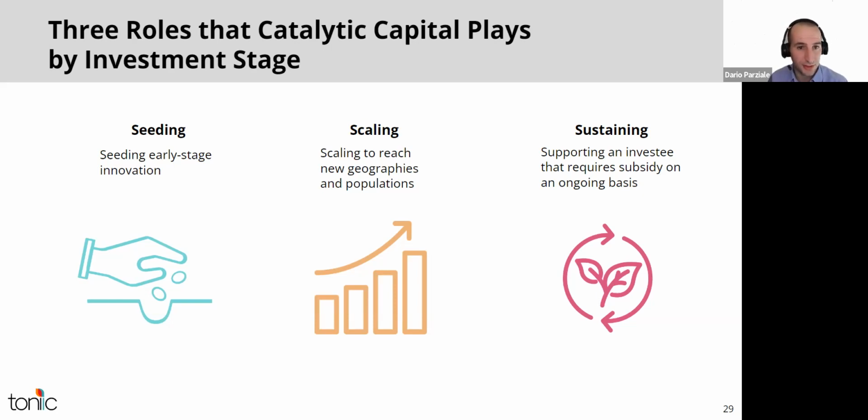The first stage is seeding, or to de-risk and validate early stage innovation. The second one is scaling, by realizing economies of scale and reaching new geographies and population segments that commercial capital alone will not fund. Especially at this stage, catalytic capital can also be used to de-risk and leverage investments from other investors. This is done through blended finance structures. The third one is sustaining an investee that requires a subsidy on an ongoing basis, for instance, to preserve the mission of a company. Let's take a closer look at each of these roles.